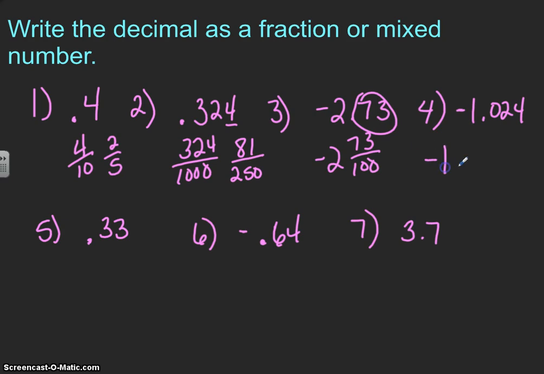This is going to be negative 1, and then the fraction part is going to be 24 over 1,000 because this is in the thousandths position. We can reduce that. 4 definitely goes into that. 4 goes into it 6 times, and we can keep going with that. That's going to be 6 over 250. We can still go with that.